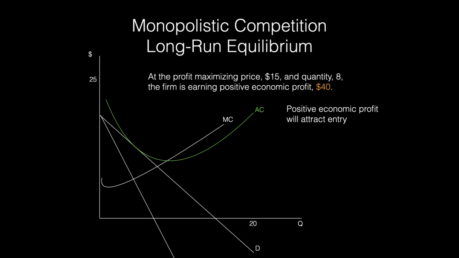As long as economic profit is positive, there will be entry into the market, and as long as we have entry, the demand curve continues to shift left. After the entry is complete, the economic profit is now zero. So in the long run, entry and exit drives economic profit to be zero.